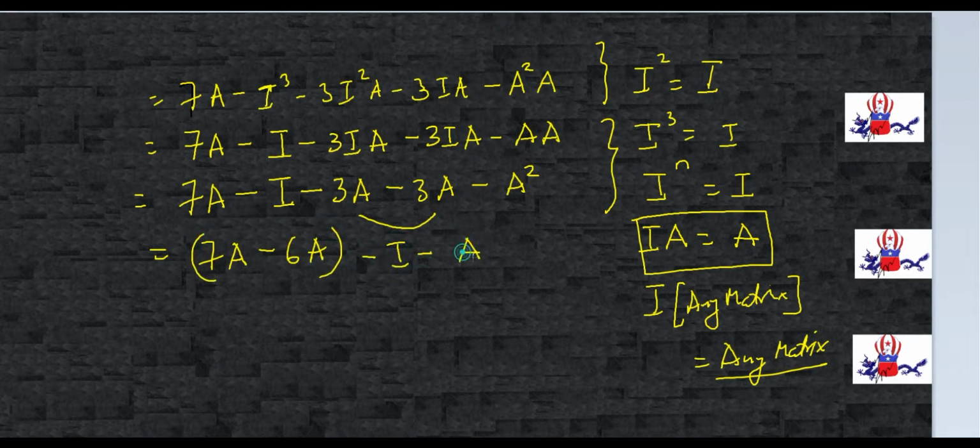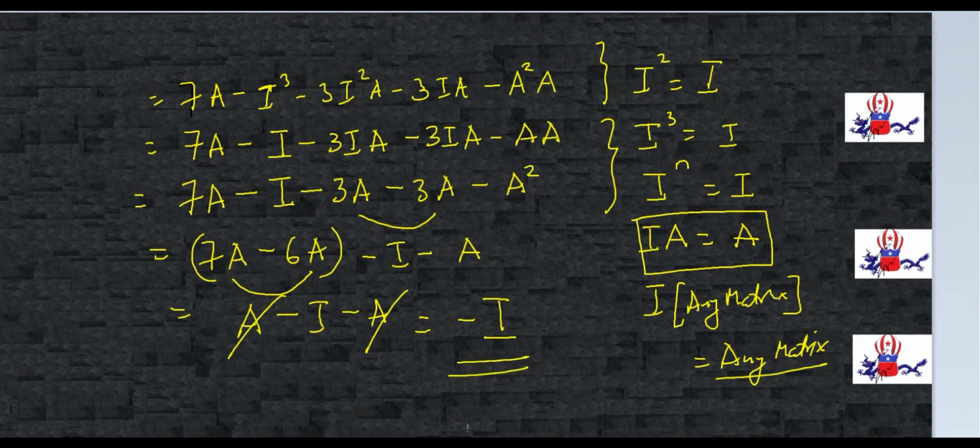Of course, A squared is going to be A. Now this can be rewritten as 7A with negative 6A would give me A, minus I, minus A. Clearly, positive A and negative A cancel, giving me negative I. So this is the answer to the given question.